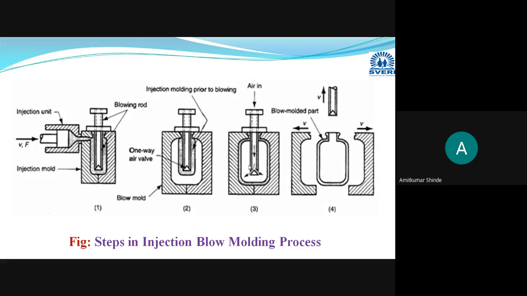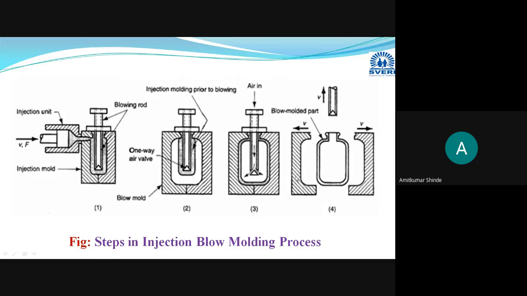It will just inflate that tube or parison, and due to that compressed air, that tube material will be pressed against the mold cavity, okay. And it will take the shape of that mold cavity, okay. Here we are going to manufacture the bottle, that's why the shape of a bottle is given.